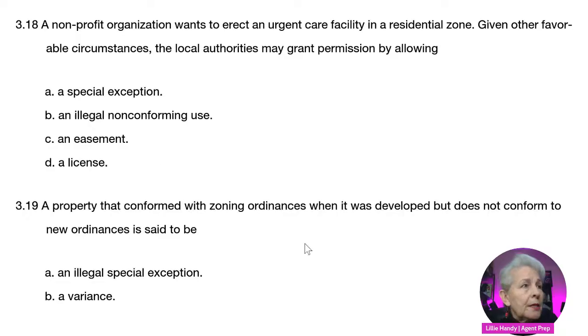All right, 318 was D. It's a special exemption to grant the zoning permission for a nonprofit organization to have an urgent care facility in a residential zone. It was a variance, non-conforming use, or easement. That's the difference. Yeah, so this is kind of like a variance.